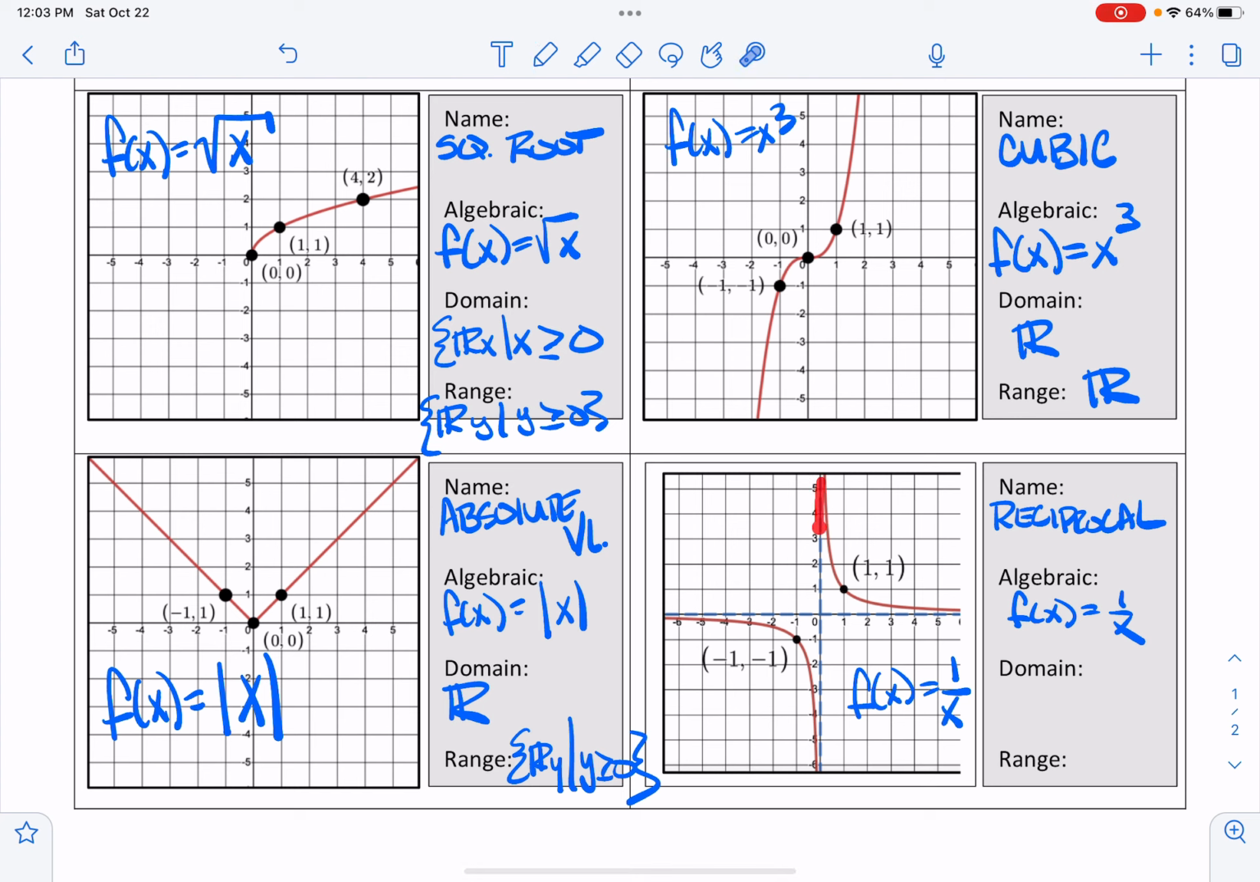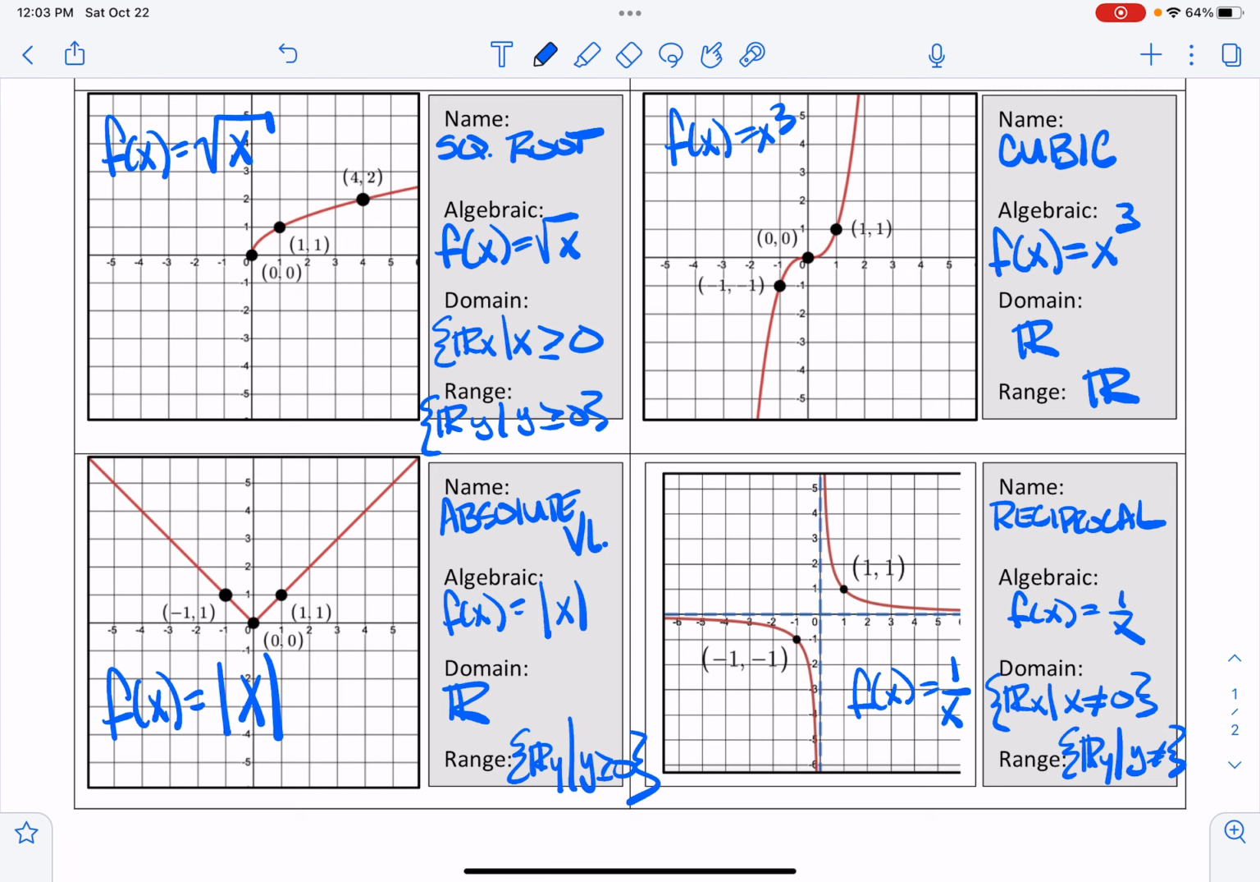So notice that there is a vertical asymptote here. We'll talk more about vertical asymptotes when we study rational functions, but I cannot plug in a 0 there, obviously, because I can't divide by 0. So we're going to say all real numbers x such that x does not equal 0, and that's my set notation. And then similarly with the range, you can see here there is a horizontal asymptote. So the function values are approaching 0 but never quite get to 0. So we're going to say the range is all real numbers y such that y doesn't equal 0 either.